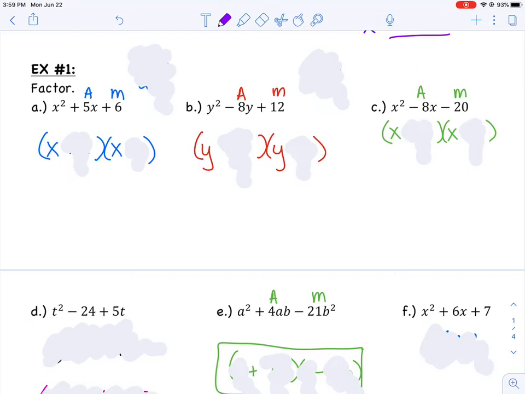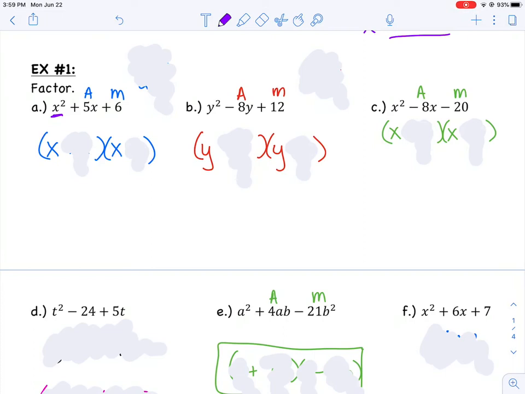Let's try to find 2 polynomials that multiply to give us our original. So I'm going to start off with those parentheses. I'm going to take my x squared and I'm going to break it up into an x in each binomial. And now I've got to figure out numbers. I've got to figure out the numbers that are going to multiply to 6 but add to 5.